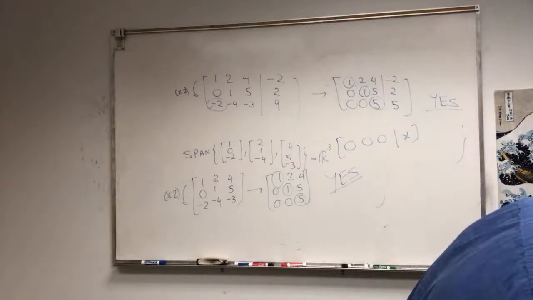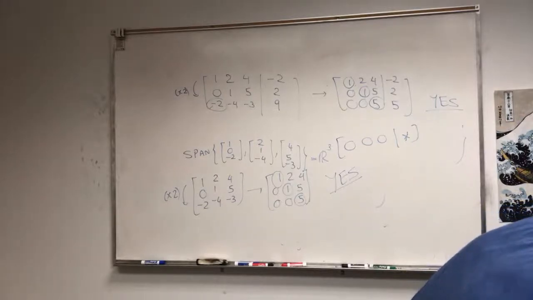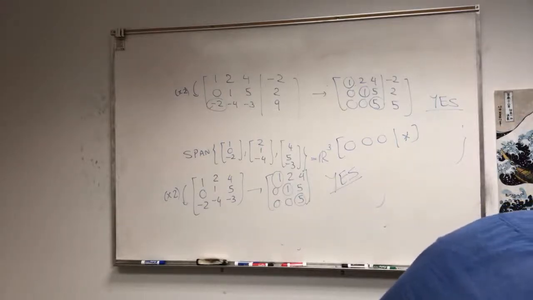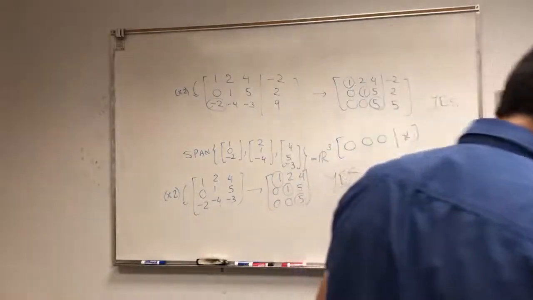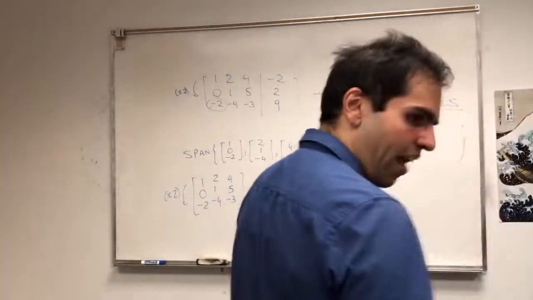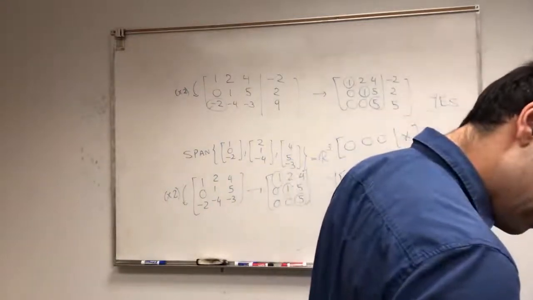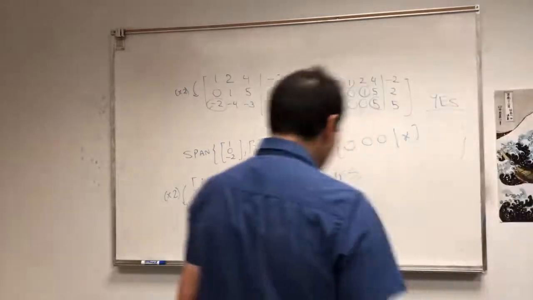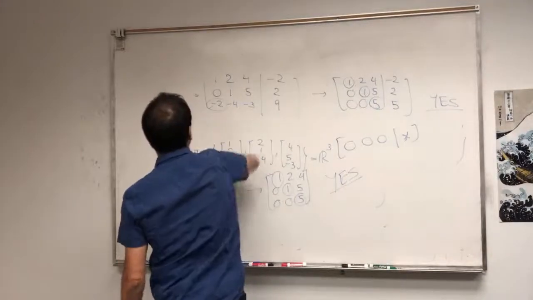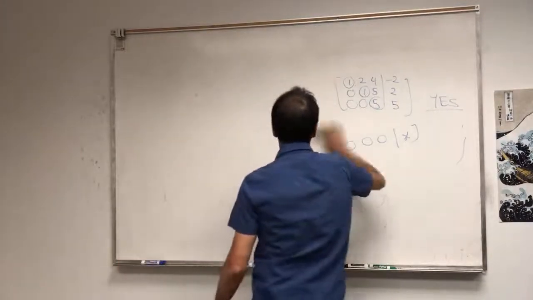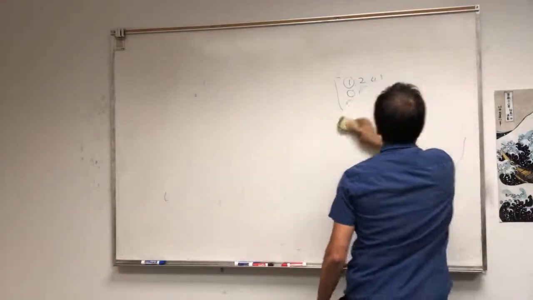1.7, okay. Did I assign this? Okay. All right, so the question is for which h is 5, minus 7, h in the span, let's see, for which values is that third vector in the span of the other two?